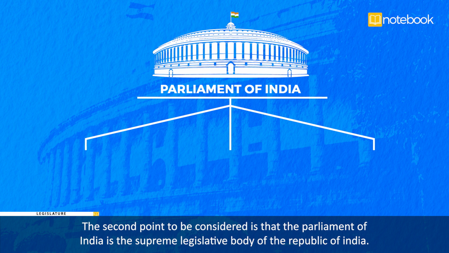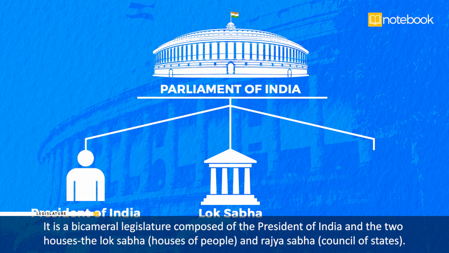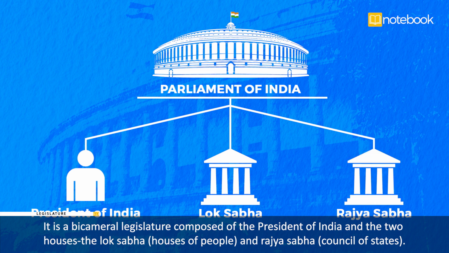The second point to be considered is that the Parliament of India is the supreme legislative body of the Republic of India. It is a bicameral legislature composed of the President of India and the two houses, the Lok Sabha or the House of the People and Rajya Sabha, the Council of States.